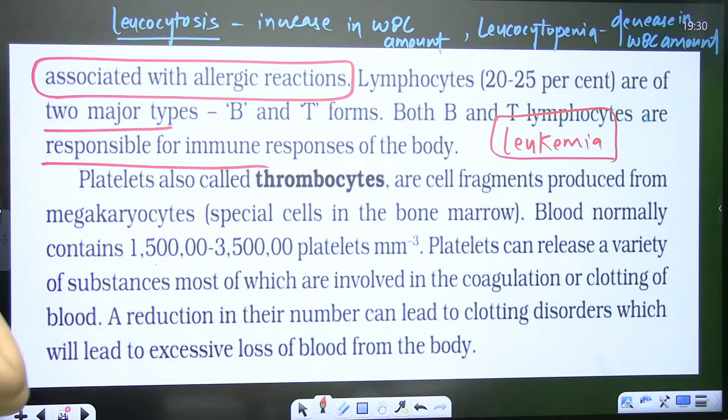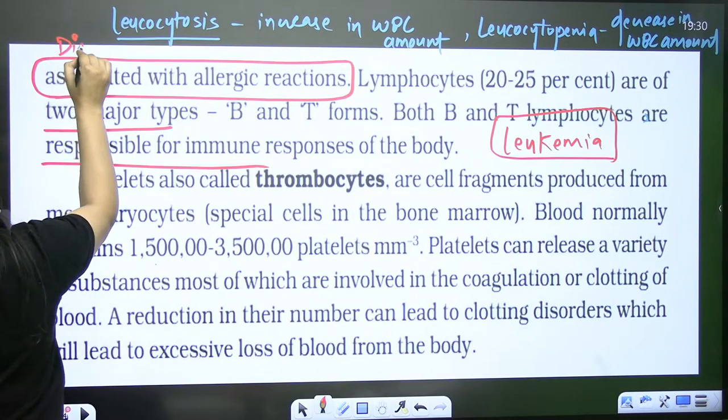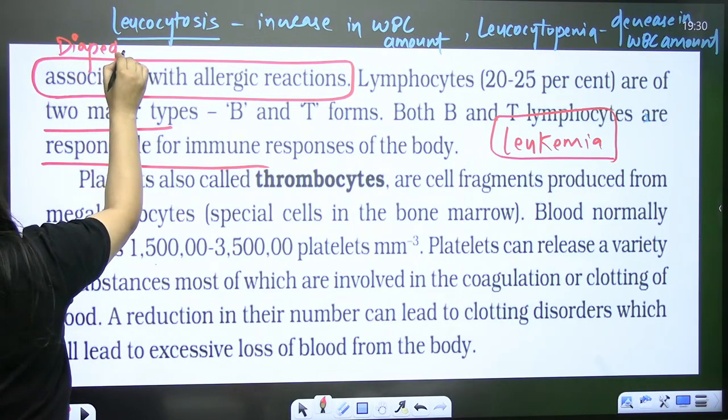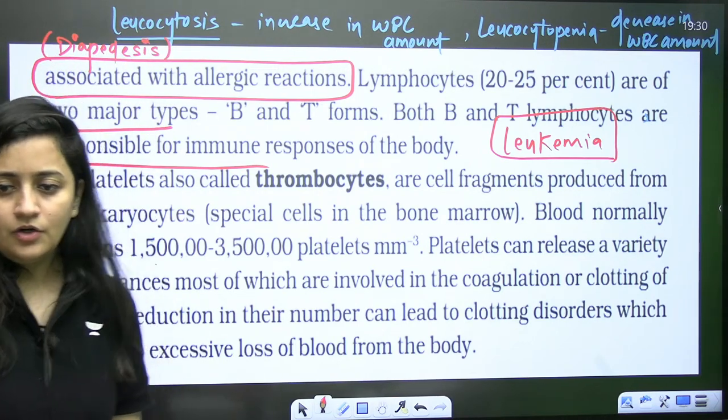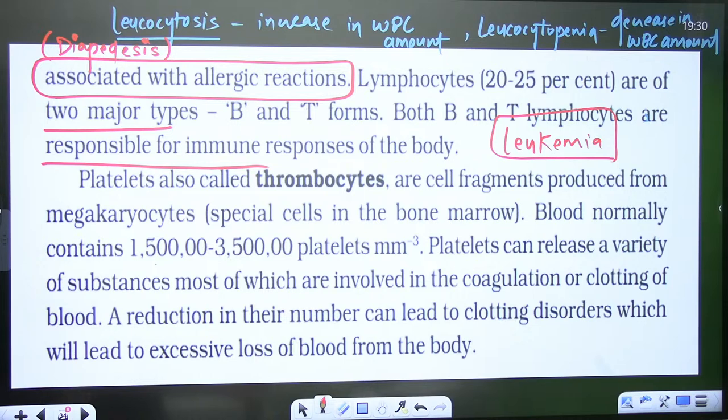And do you know what is diapedesis? Anyone? Do you know? Yes. What is diapedesis? Anyone? Diapedesis.